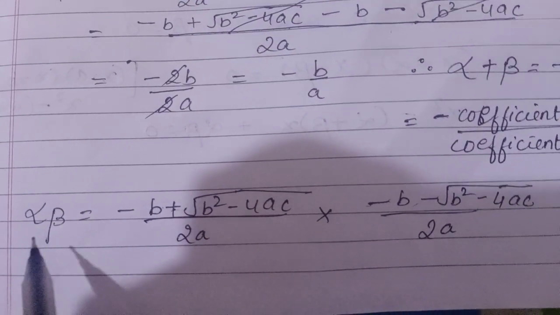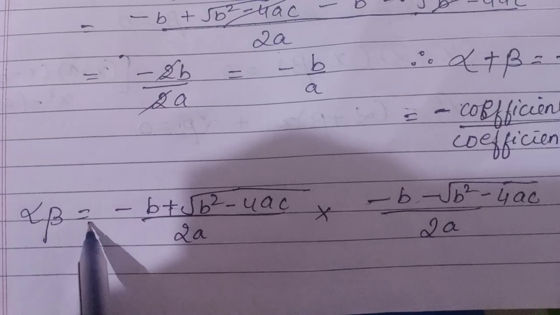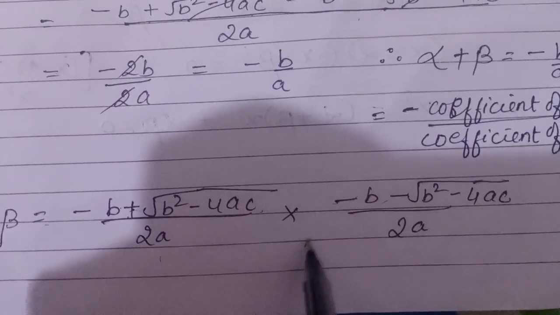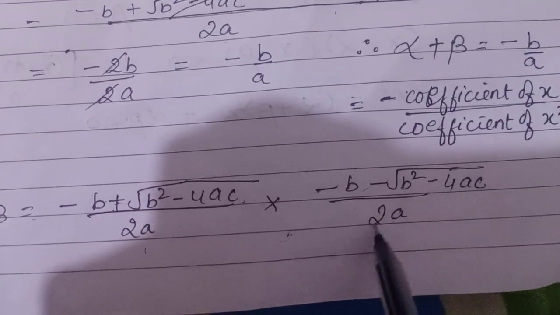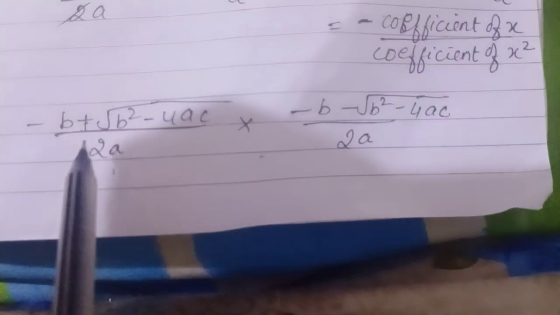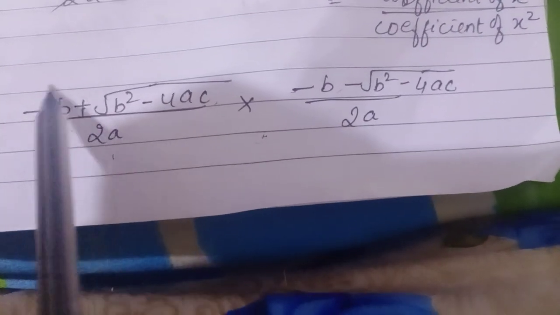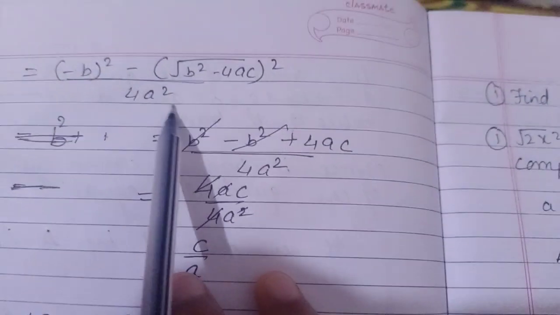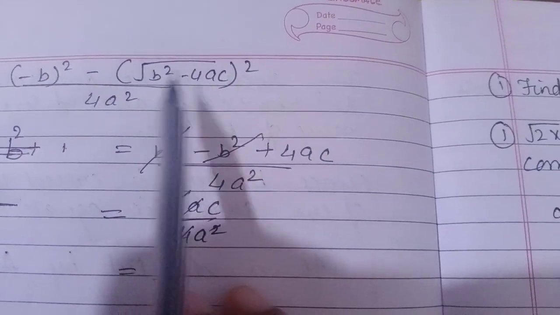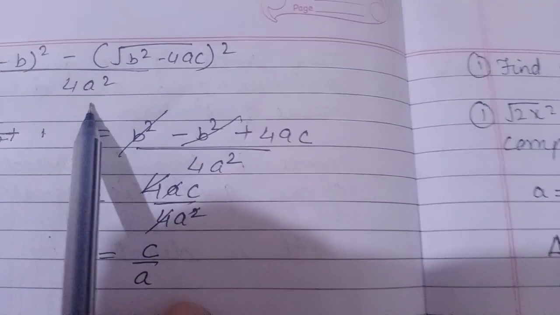Same way, if we are deriving the value for alpha into beta, we will get (minus b plus root b square minus 4ac upon 2a) multiplied by (minus b minus root b square minus 4ac upon 2a). As you can see here, this will be in the form of a plus b, a minus b. So applying the formula, we will get b square minus under root b square minus 4ac the whole square upon 4a square.